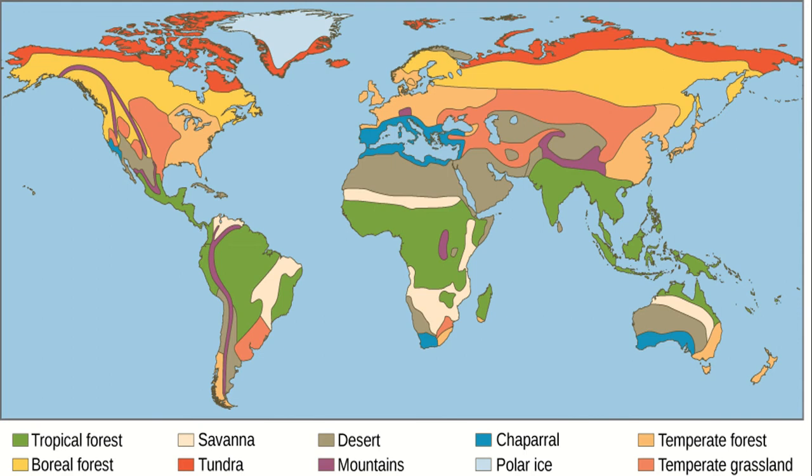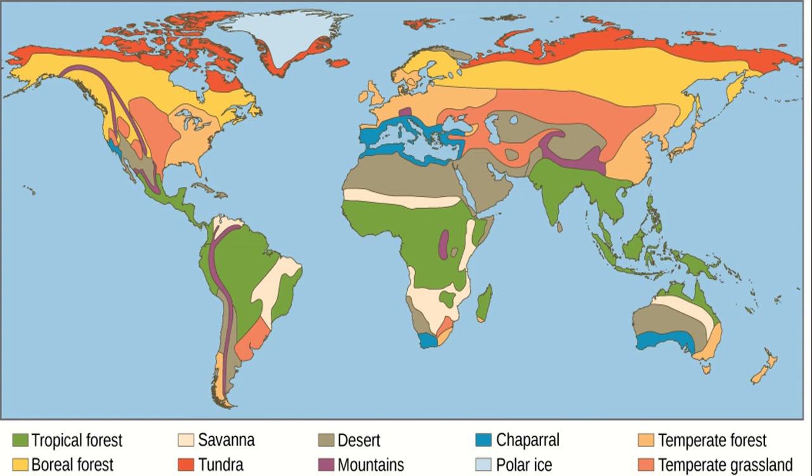Okay, so in the UK, the main biome is called a temperate forest. And in Australia, we've got the temperate forest, we've got tropical forest, we've got the chaparral, we've got a savanna, and we've also got a desert as well.